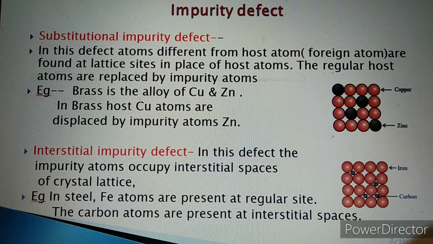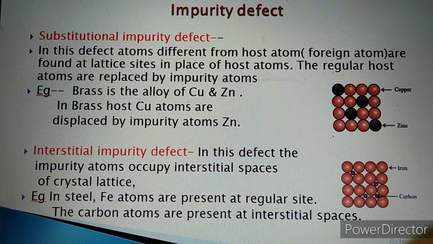Sometimes in an alloy like brass, because of the addition of impurity atoms, the physical and chemical properties of the alloy are improved. So this defect is actually beneficial. In case of alloys, because of the impurity defect, the properties of the alloy also increase. The second defect is the interstitial impurity defect.